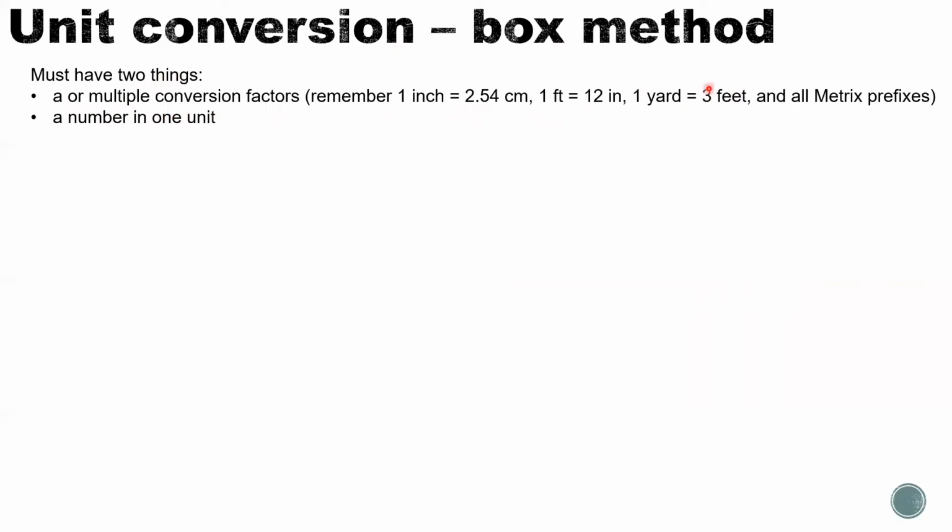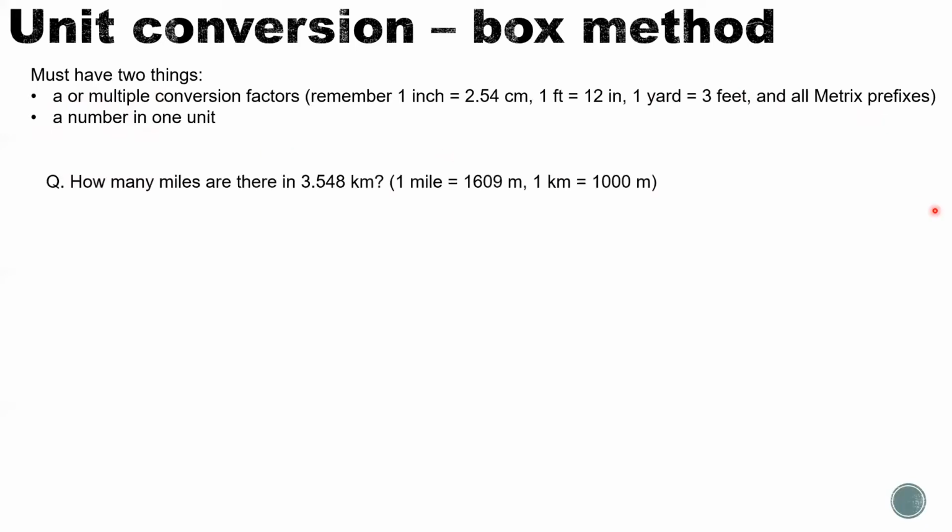So remember these few standard unit conversions in the standard system and all the metric prefixes. On top of that, we also need a number in 1 unit. Here's an example. How many miles are there in 3.548 kilometers? In this case, I give you the unit conversion: 1 mile equals 1609 meters, and 1 kilometer equals 1,000 meters.